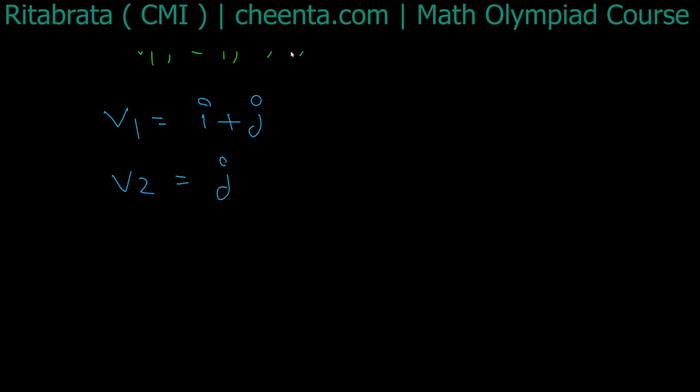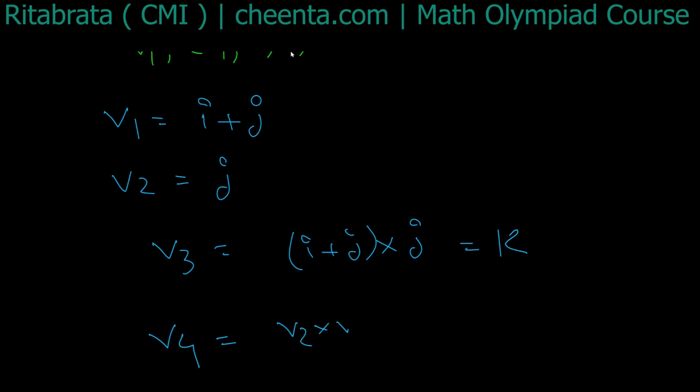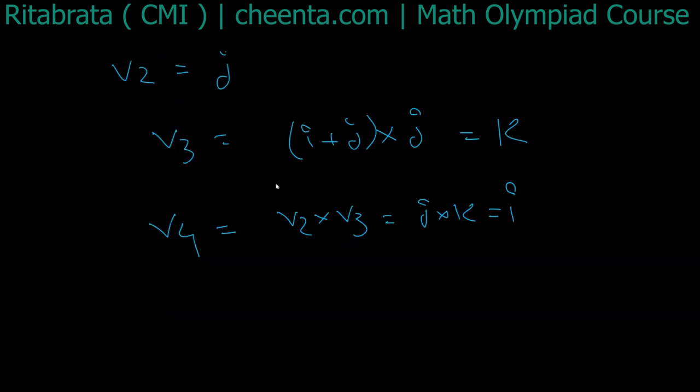So the sequence terminates, but it terminates after one more point. As I define V1 as I plus J, it will take one extra step. So V3 equals V1 cross V2, so I plus J cross J, that is K. Now V4 is V2 cross V3, equal to J cross K, equal to I. And the cycle repeats: V5 equals K cross I, that is J.